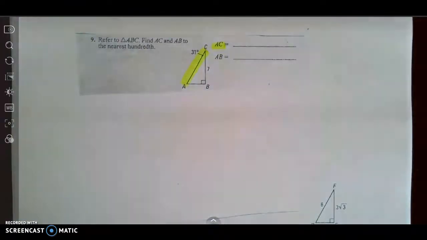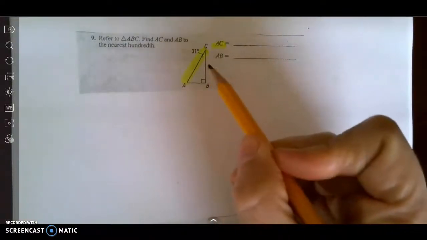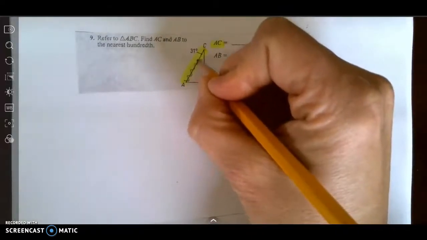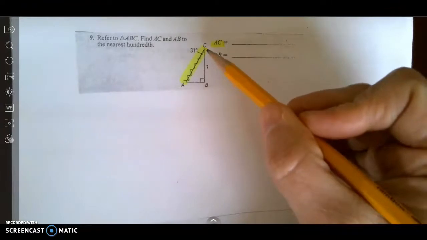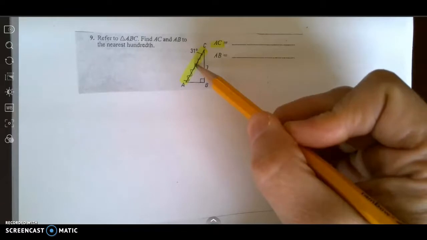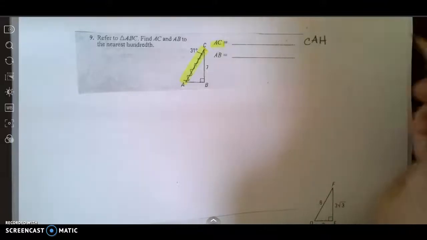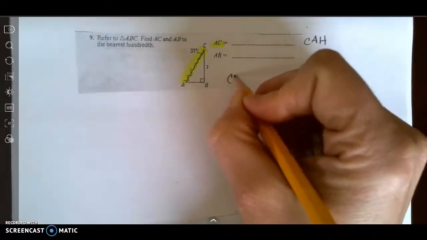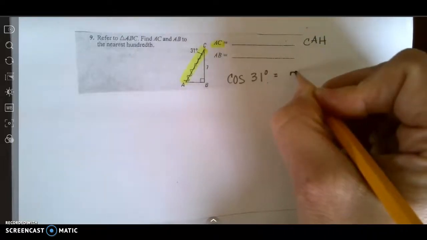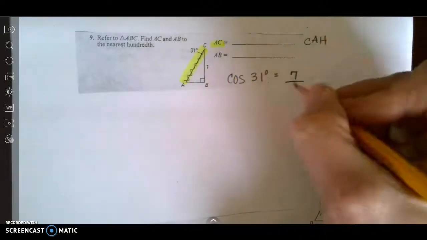So in order to find A to C, let's see, I know this angle and I know the adjacent side. This side here is the hypotenuse. So since with this angle I know the adjacent and the hypotenuse, that's cosine. For cosine, adjacent and hypotenuse. So I know that the cosine of 31 degrees has got to be 7 over whatever the length of this side AC is.